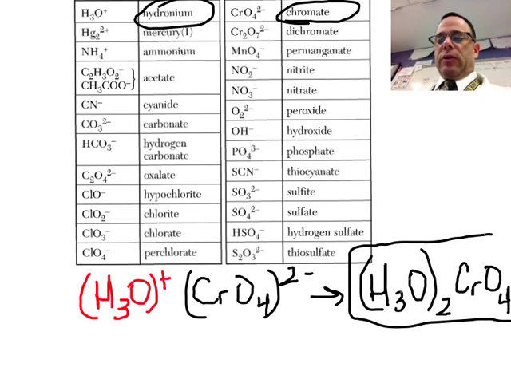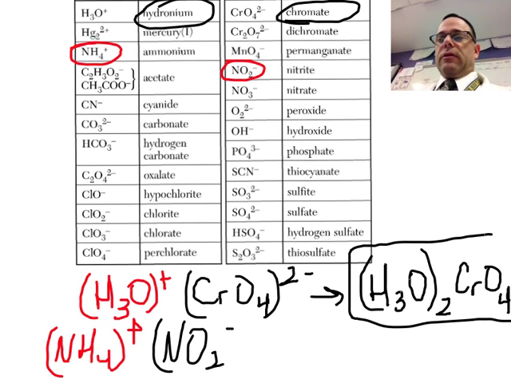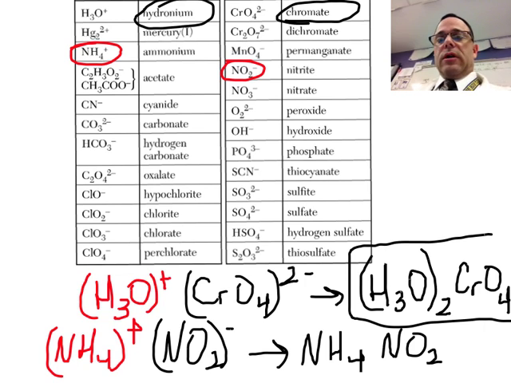Let's pick one other example. Let's just say ammonium with nitrite. Here we would have NH4 with its positive, bonding with NO2 with its negative, and that formula would be written as NH4NO2. The reason why it's 1 each is because there's a negative 1 here dropping down to here, positive 1 here dropping down to here.